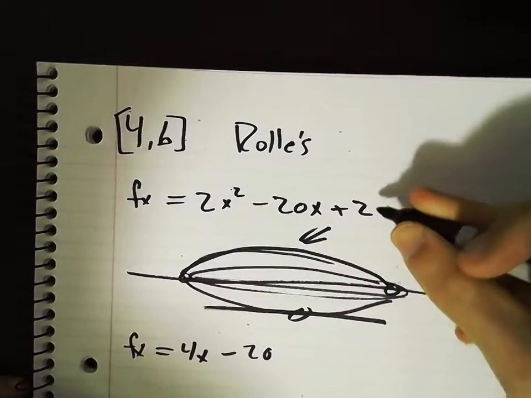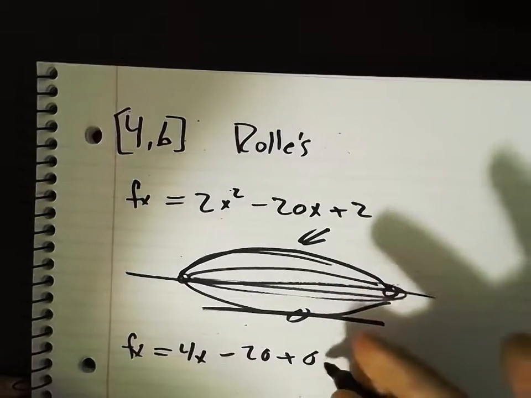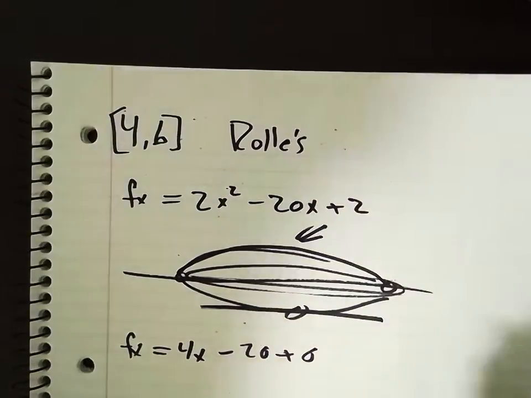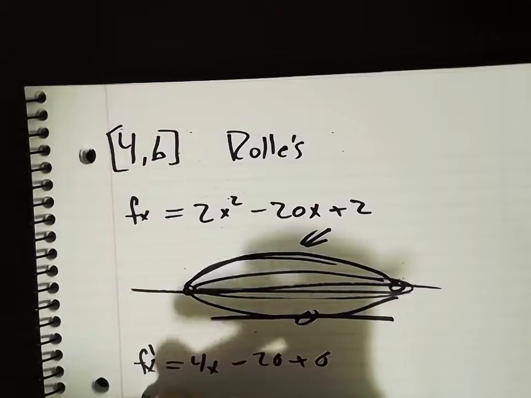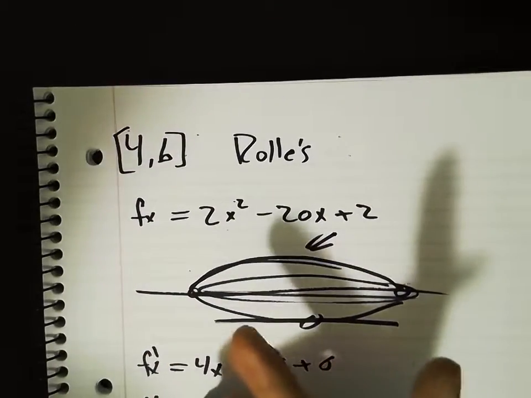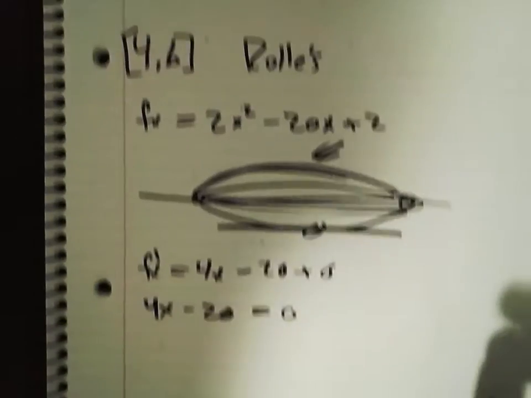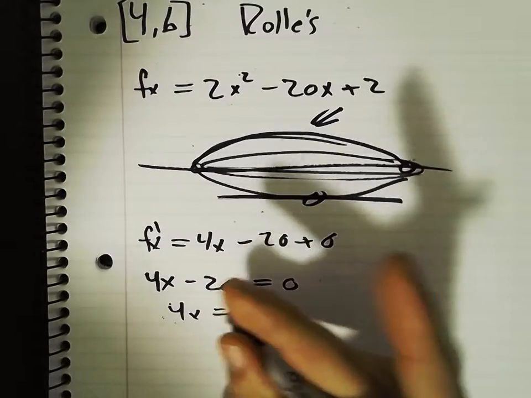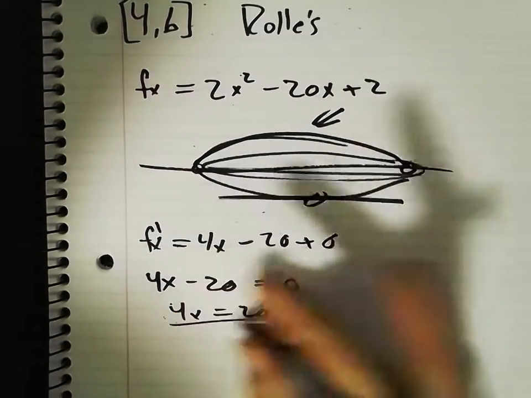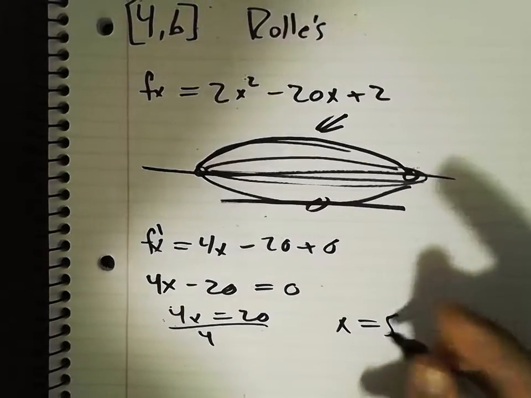And then any constant is just 0. So plus 0. Okay, so this is the derivative. We're going to mark it like that. And then we're setting the derivative equal to 0. So 4x minus 20 is equal to 0. 4x equals 20. Solve for x, divide by 4. x is equal to 5.